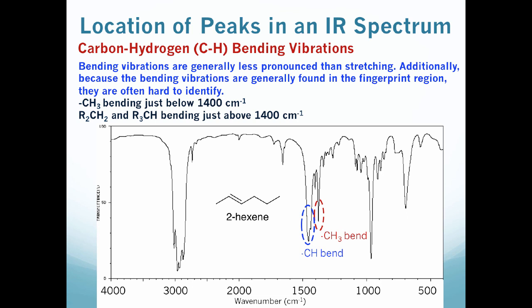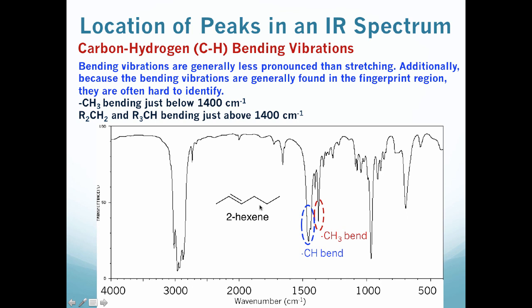One last thing that we're going to look at is the carbon-hydrogen bending vibrations. All of the other frequencies that we've looked at so far have been stretches, but there's actually a couple carbon-hydrogen bending vibrations that are pretty diagnostic and helpful in IR spectroscopy. In general, they're less pronounced than stretching, and because they're found in or around the fingerprint region, they can be hard to identify, but there's a couple that we can pick out here. For this example, we'll look at 2-hexene, and there's two different bending vibrations that are pretty easy to pick out. The first is just the carbon-hydrogen bending.